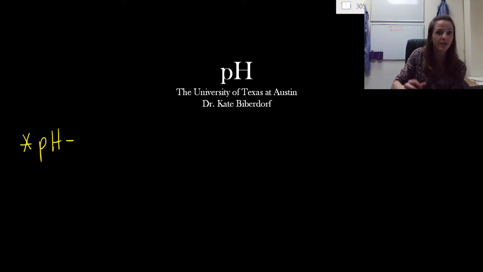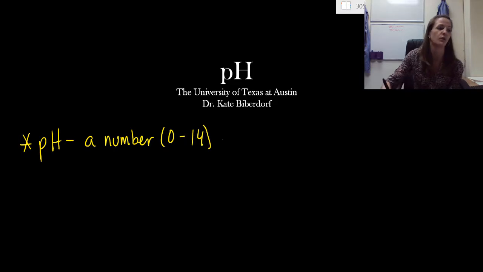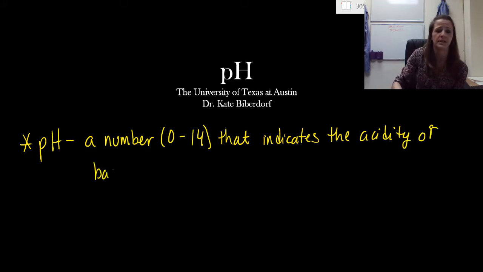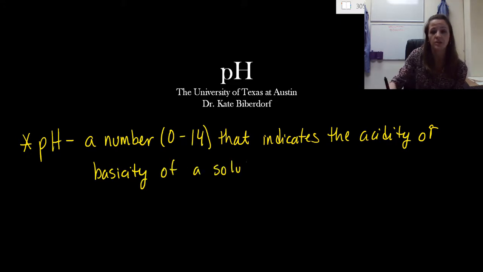In a very simple definition for pH, we say that we have a number, usually 0 to 14. The standard scale is 0 to 14, but we have discovered some acids that actually have values that are negative. But for us, 0 to 14 is fine. So a number that indicates the acidity or basicity of a solution.